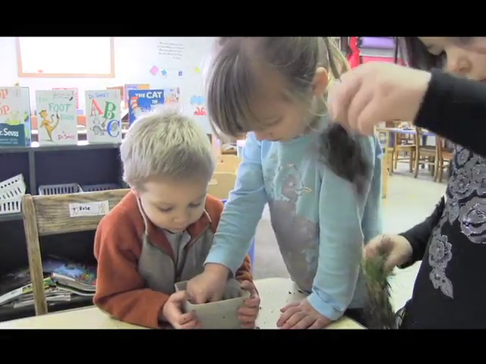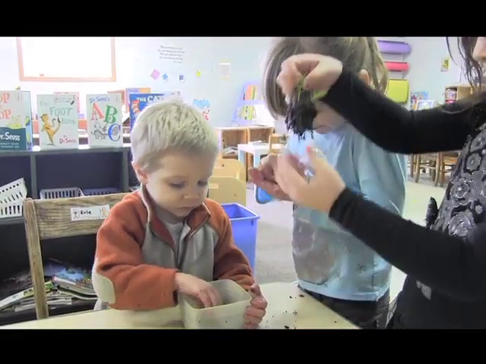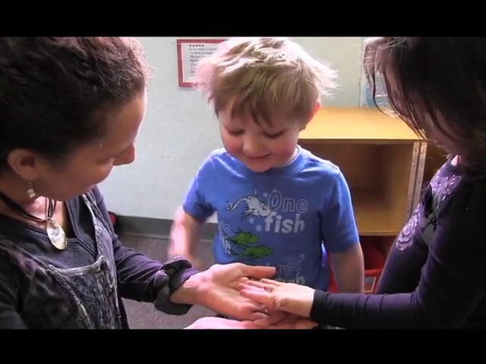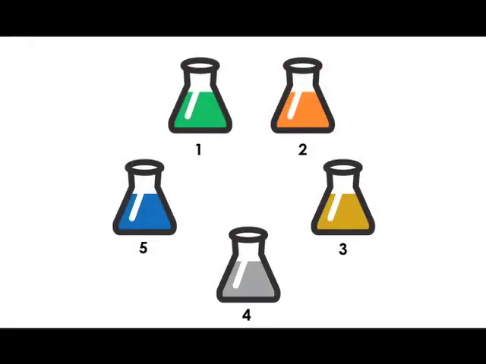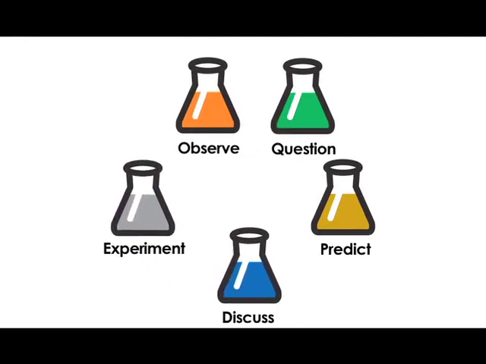The scientific method is a series of steps that help children expand and extend their knowledge of the world around them. Of course, scientists use the scientific method. So do teachers, and so do children. What are the steps? Question, observe, predict, experiment, and discuss. Those are the steps, but they don't need to occur in that order. Let's see how it works.